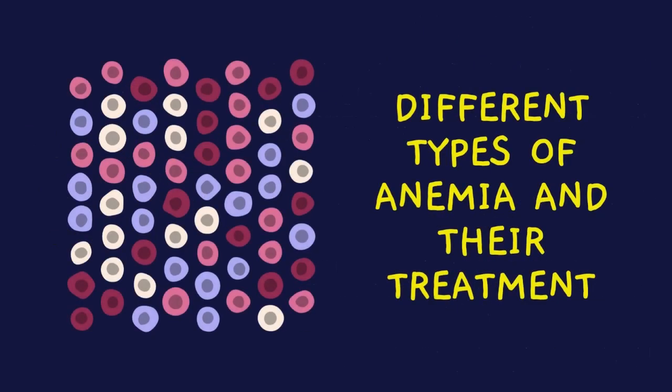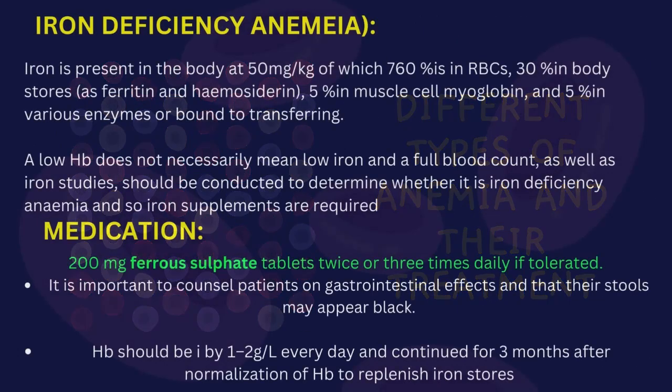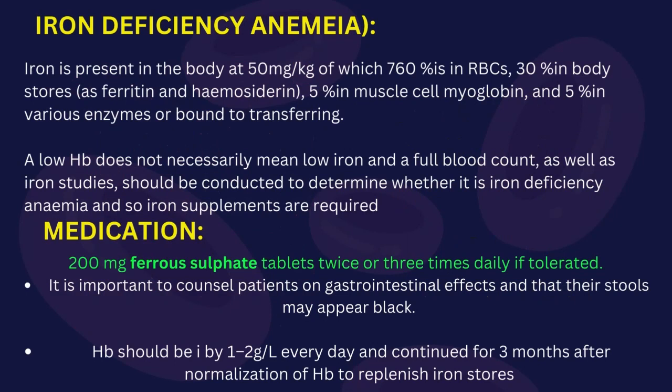Now moving to the types of anemia and their treatment. Iron deficiency anemia. Iron is present in the body at 50 milligrams per kilogram, of which 60% is in RBCs, 30% in body stores as ferritin and hemosiderin, 5% in muscle cell myoglobin, and 5% in various enzymes or bound to transferrin. A low HB does not necessarily mean low iron, and a full blood count, as well as iron studies, should be conducted to determine whether it is iron deficiency anemia, and so iron supplements are required.